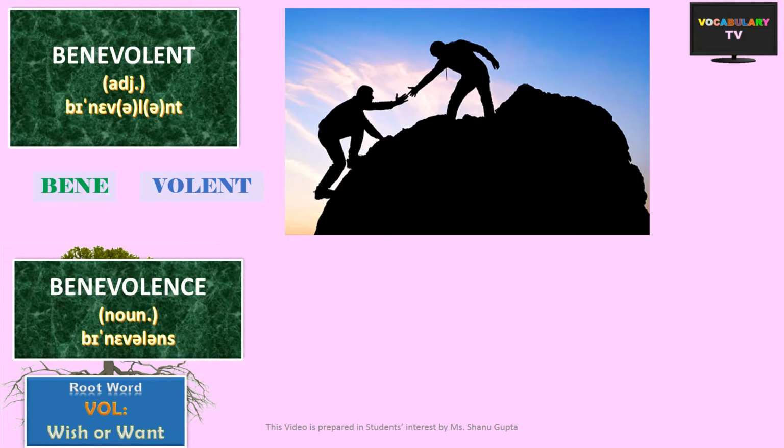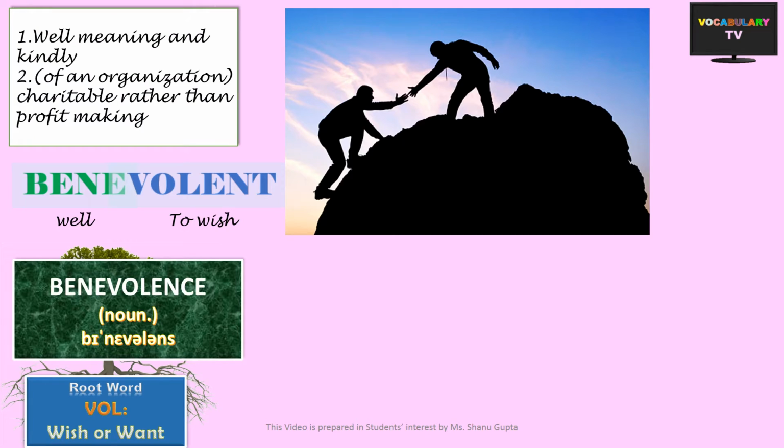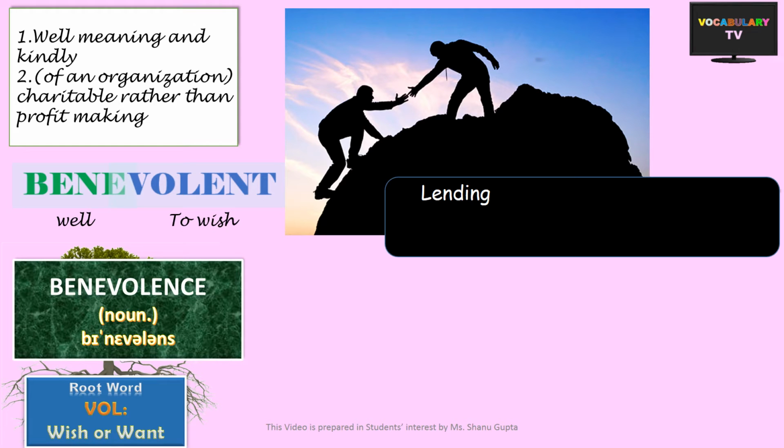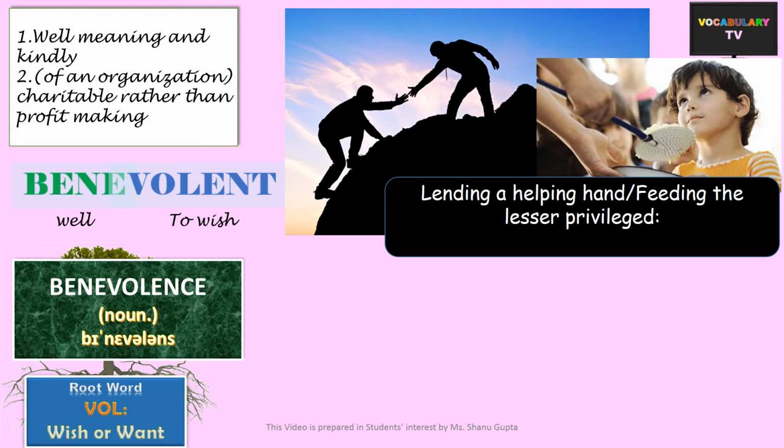The first word that we are going to cover is benevolent. Since volent means to wish and the prefix ben means good or well, the word means to wish well for someone. The word is used as an adjective to describe a person who is well-meaning and kindly and lends a helping hand to others. Besides, an activity such as donating stuff or feeding the lesser privileged could also be described as a benevolent gesture.